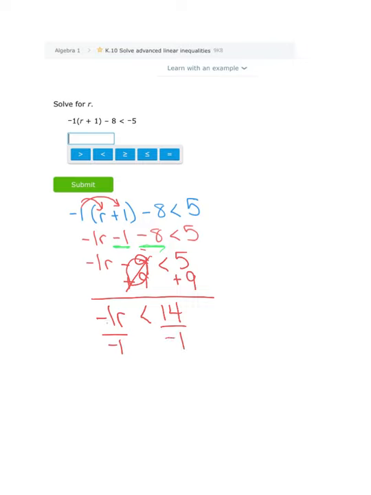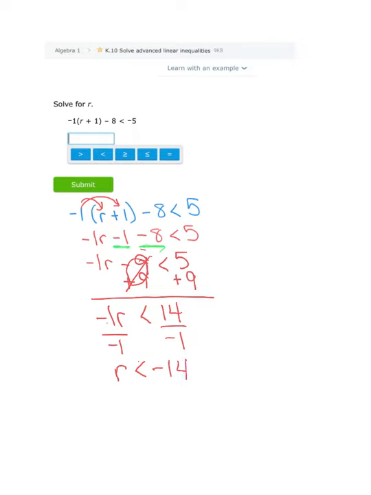-1 divided by -1 leaves me a +1. So I can just write R, because +1R is 1R. I can just write the R. And then I guess I can go ahead and write this. 14 divided by -1 is -14.